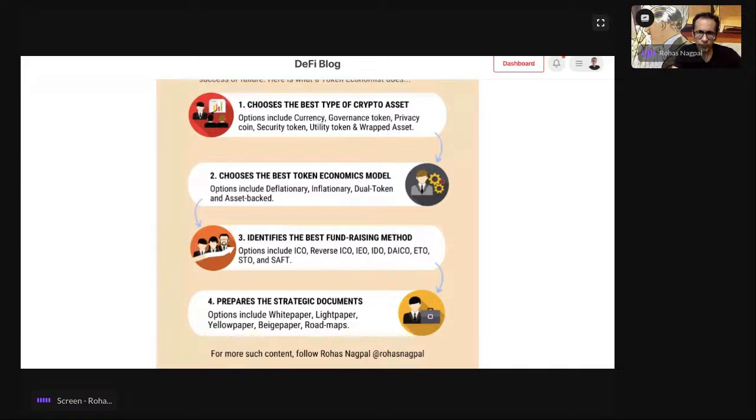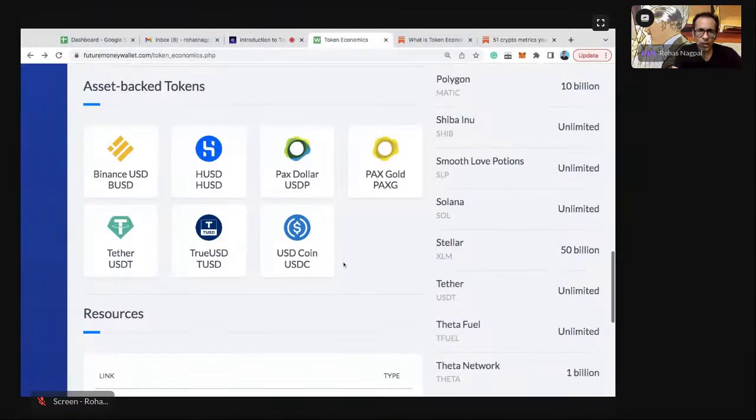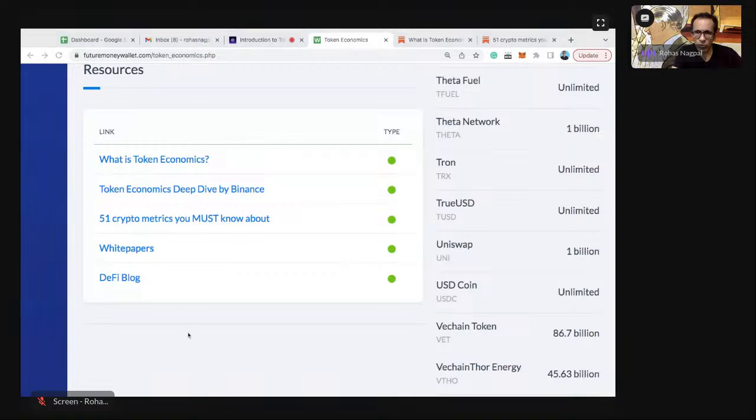Give me a second. Let me just share my... So, sorry. Yeah. So I've shared some resources with you. So one is, of course, what is token economics. Second, I'm going to send you a link right now. It's 51 crypto metrics that you must know. So I spoke to you about supply: circulating, maximum, and total. That's just three. Like this, there are total 51 metrics that you have to know about. I put the link so you can go through it and get to know.